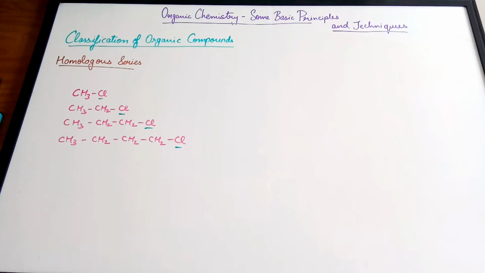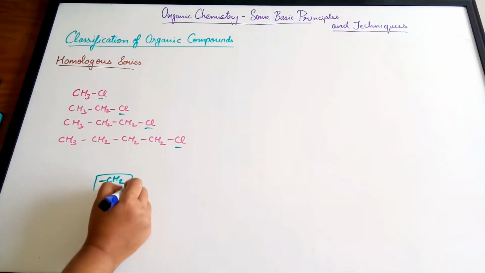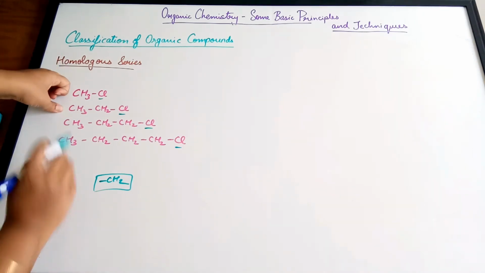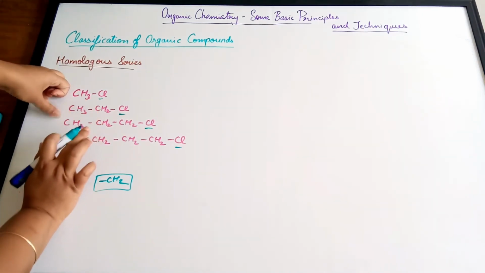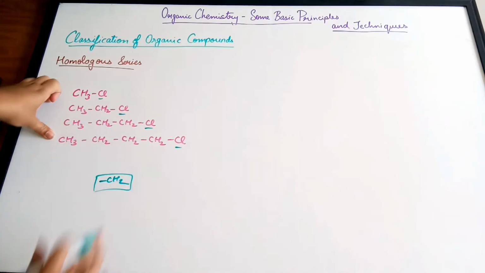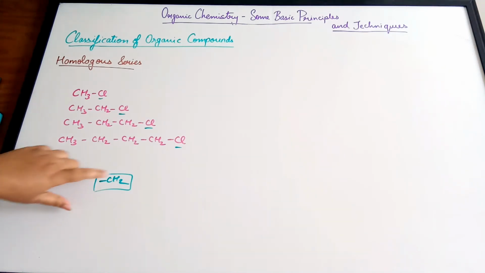Second, any two members of a successive group vary with respect to one CH2 group. So here you have only one carbon, here you have two carbons, and there is an extra CH2. This one, on the other hand, has two CH2 groups. This has three CH2 groups. So successive members of a group will vary with respect to a CH2 group.